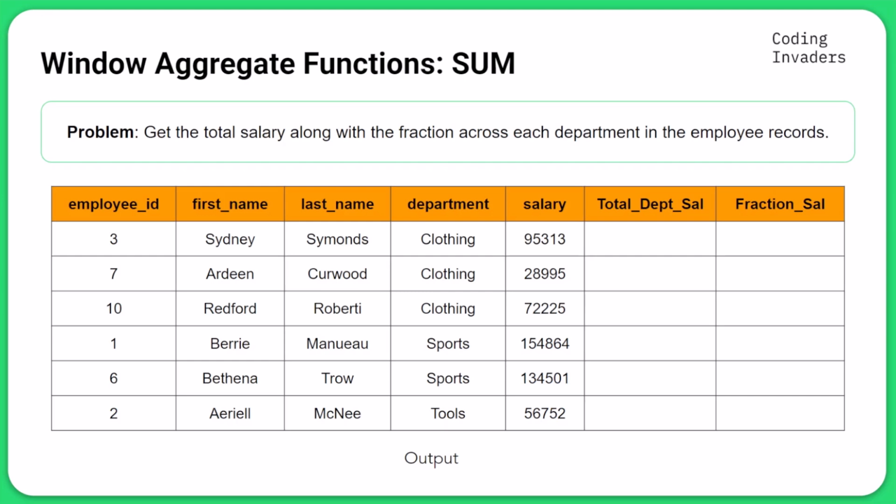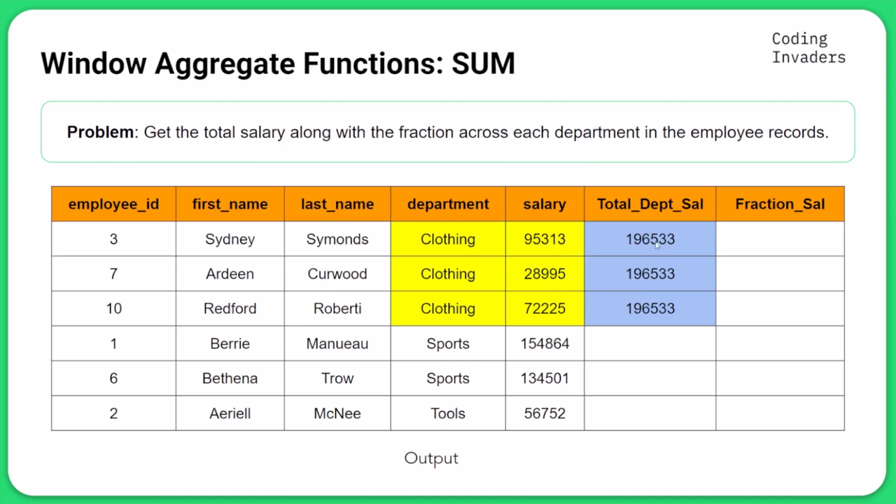Alright, let's solve this together. First, we'll figure out the total salary across each department. For clothing, the total salary would be the total salary for these 3 rows, assuming that we have only 3 people in the department.